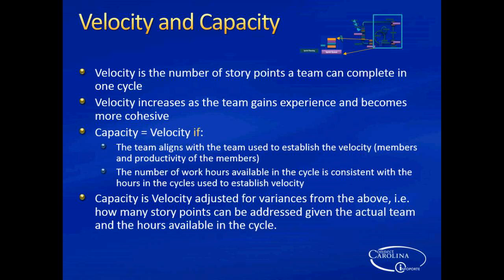So again, these are Scrum metrics. Velocity is the number of story points you can deliver within a cycle, assuming the same team and the same availability of the team members. Capacity is velocity adjusted for the variations. So in this sprint, we had this team, which is our whole team, everybody's there. In this sprint, somebody's on vacation for half the sprint, so our capacity goes down, it has to be adjusted.